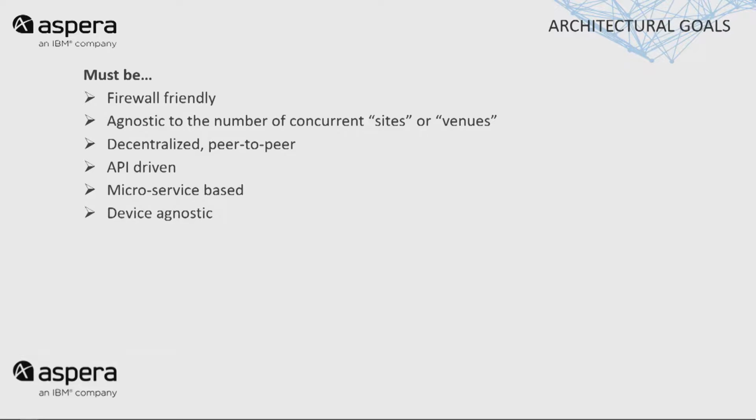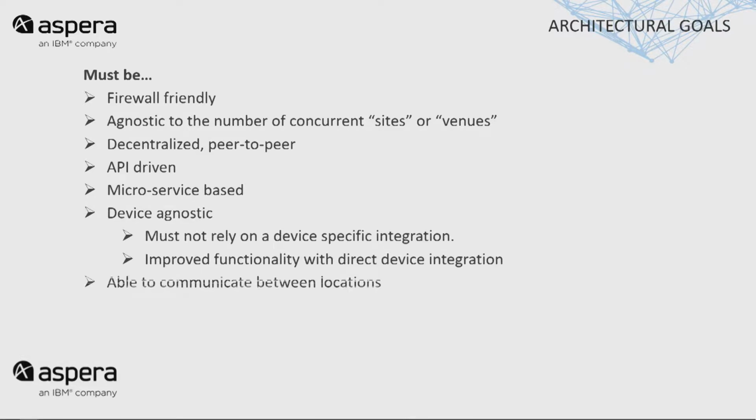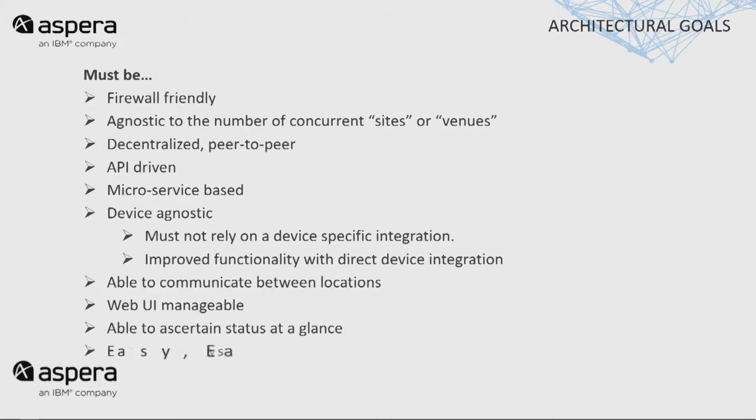So, architectural goals of a fully automated stream management endpoint solution. It needs to do all of this, right? This is all really important. Firewall friendly, agnostic, decentralized, but most importantly, easy. It's got to be easy. If it's complicated, then there's no difference in doing it manually. It'll probably take you more time. People won't be able to figure out how to do it. They'll just go back to doing it manually.